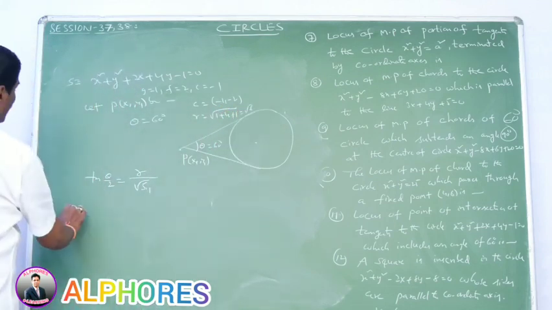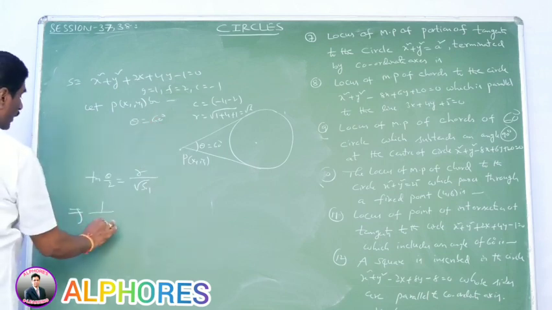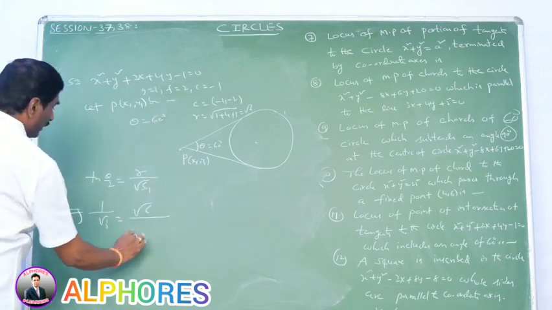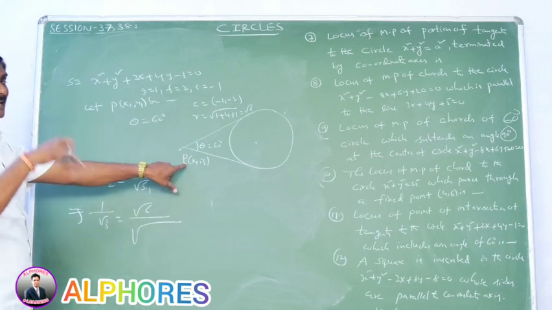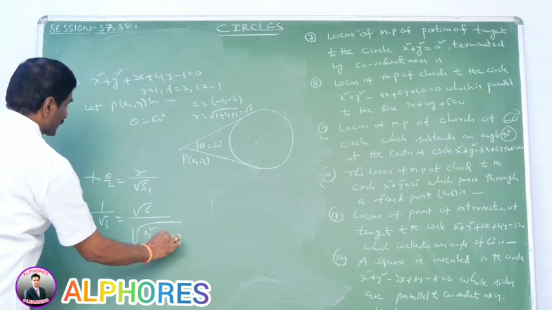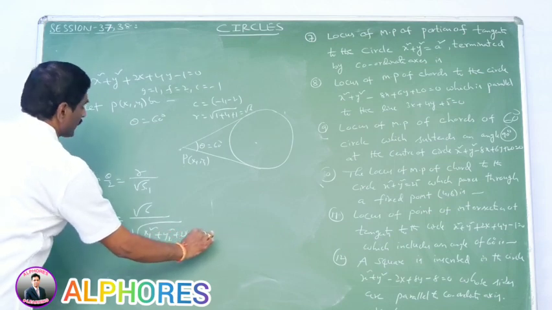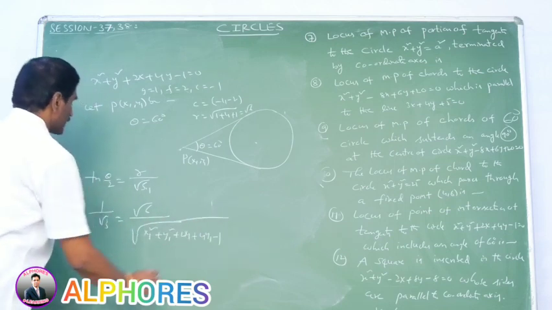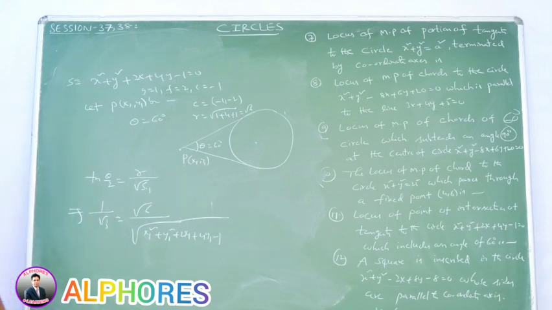Okay. Tan theta by 2 means tan 60 by 2, tan 30. 1 by root 3 is equal to root 6 by root S11, where S11 means x1 square + y1 square + 2g x1 + 2f y1 + c, that is x1 square + y1 square + 2x1 + 4y1 - 1. Squaring on both sides and cross multiplying, we get the locus of the point P, the point of intersection of the tangents. In this case, we know that the angle between the tangents is tan theta by 2 equal to r by root S1. By using that condition, we find the required locus.